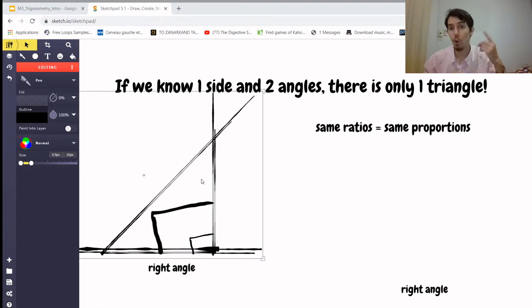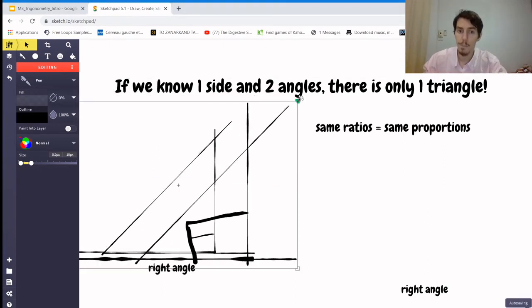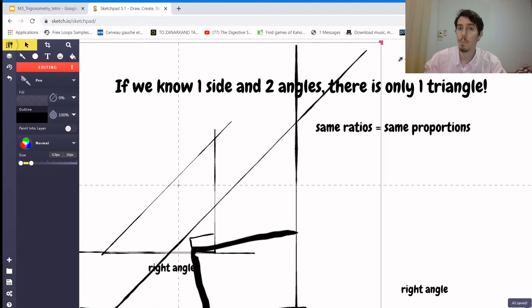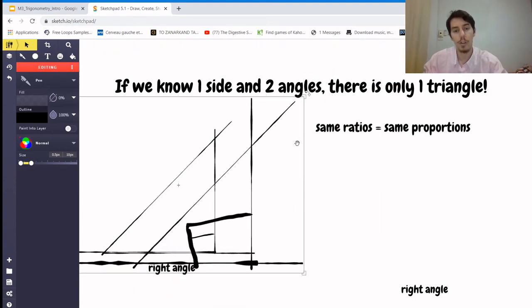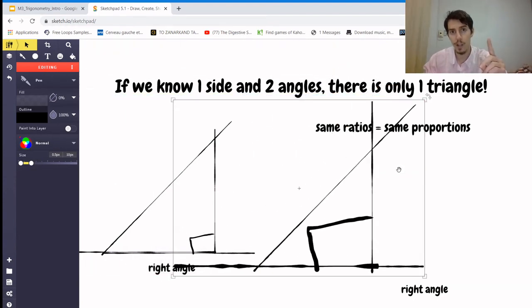To know that, I need to know one side, but if I know the angles, I know the proportions of my triangle. Okay, and then it's just about if my triangle is small or is big. And to get this information, I will need to know one side. If I know one side, I know all the sides, because I know if my triangle is big or small. Okay, guys, I hope you understand that. So this is what you will learn in this lesson.